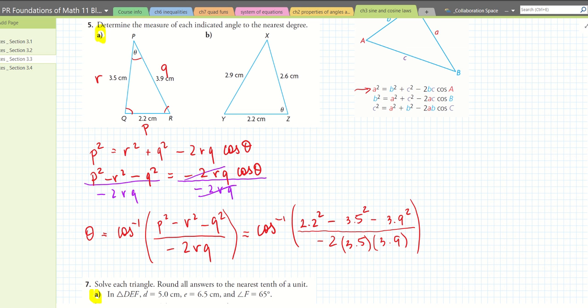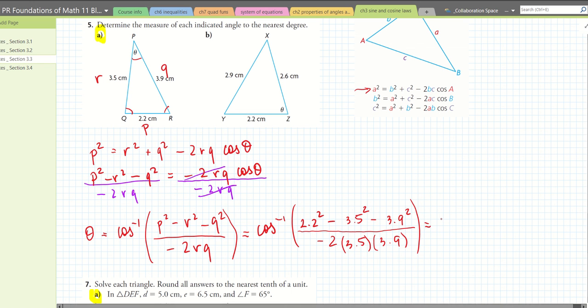So do the calculation on the top first. So you're going to do 2.2 squared minus 3.5 squared minus 3.9 squared. Press equal, you're going to get negative 22.62. And then you're going to press divide, open bracket, and enter negative 2 times 3.5 times 3.9, close the bracket, press equal, and you're going to get a decimal that is this number.